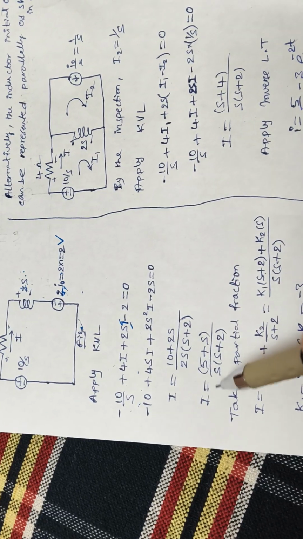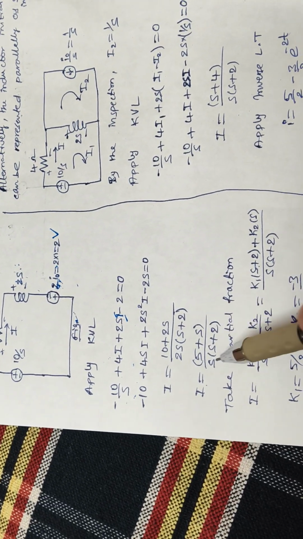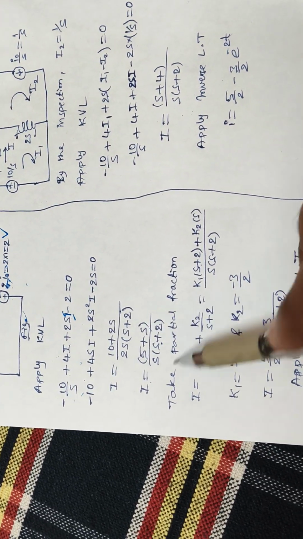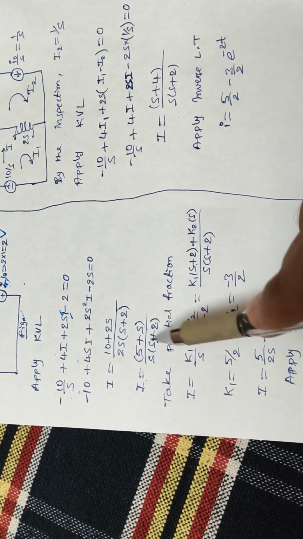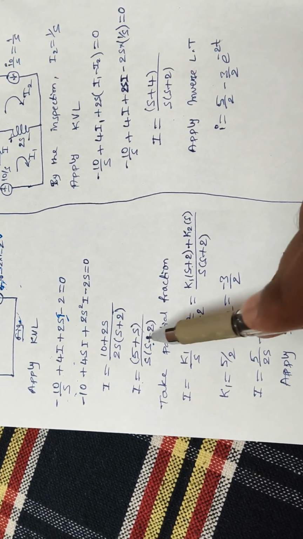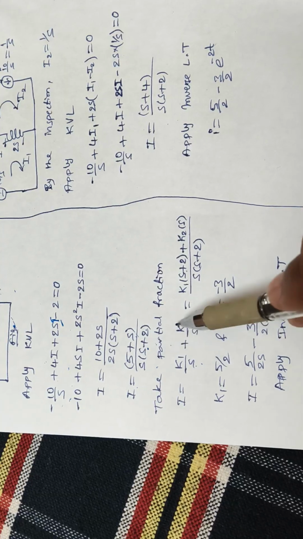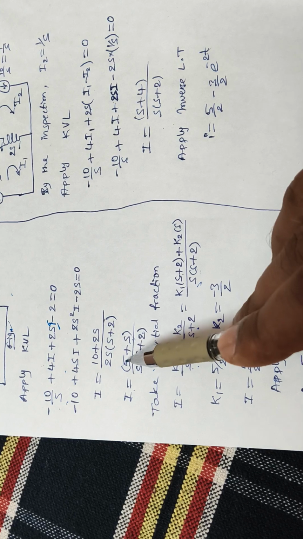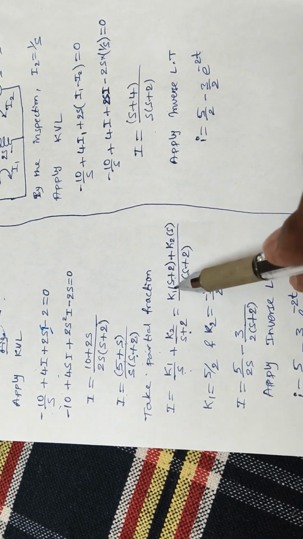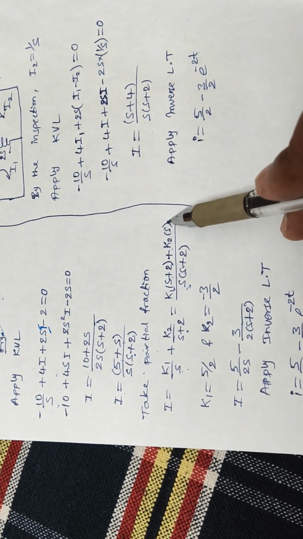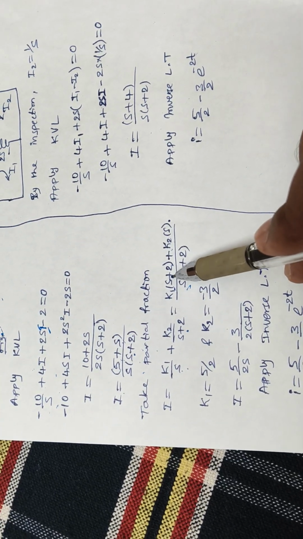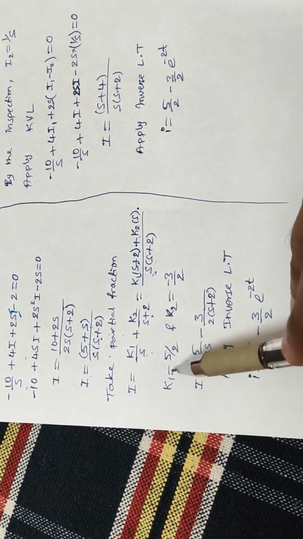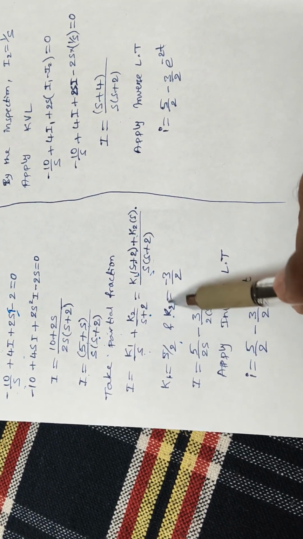If I simplify this, I get I equal to (5 plus S) by S(S plus 2). As I don't have a direct inverse Laplace transform for this, I'll split it into two terms using partial fractions: k1 by s plus k2 by s plus 2. Cross multiplying, the left side will have 5 plus s, and the right side will have k1 into s plus 2 plus k2 into s. If you substitute s equal to minus 2, you get the k2 value, and s equal to 0 gives the k1 value. By that you get k1 equal to 5 by 2 and k2 equal to minus 3 by 2.